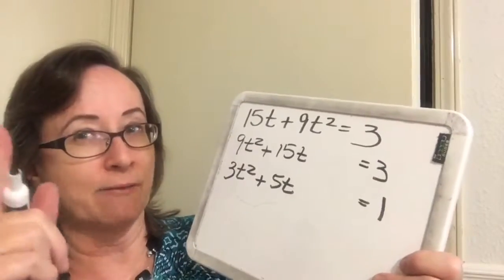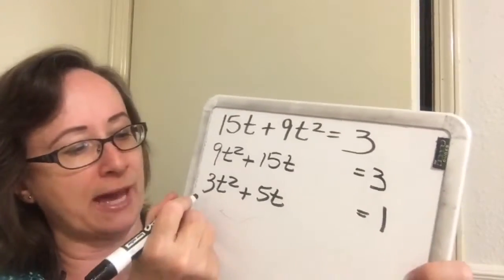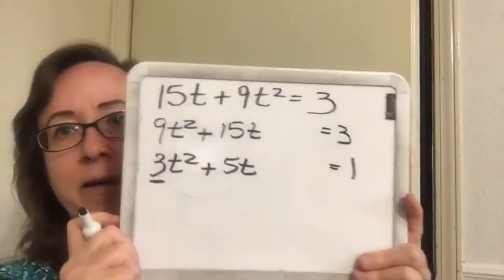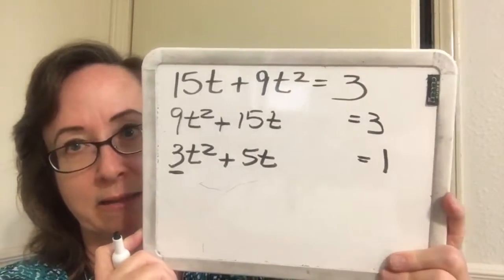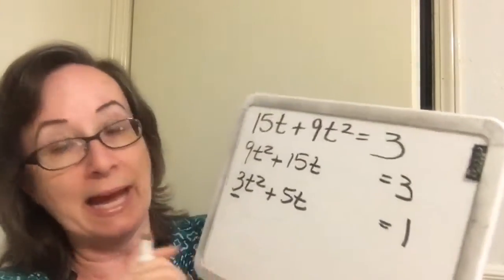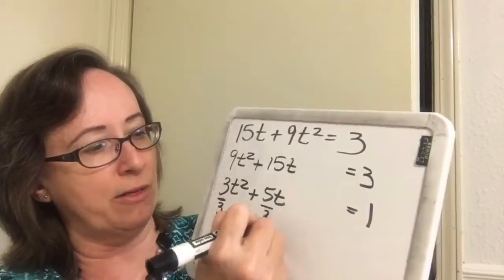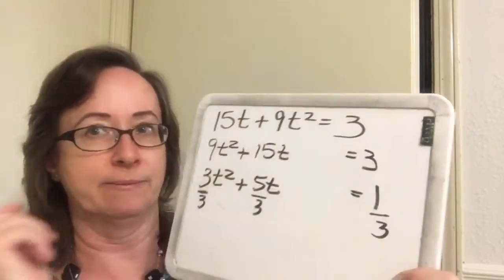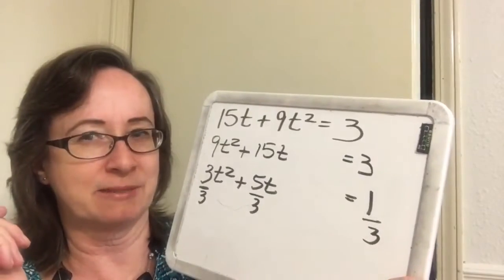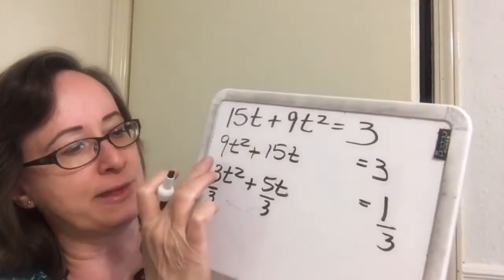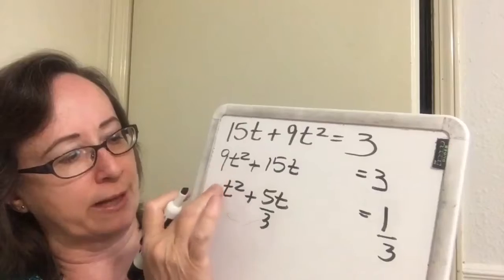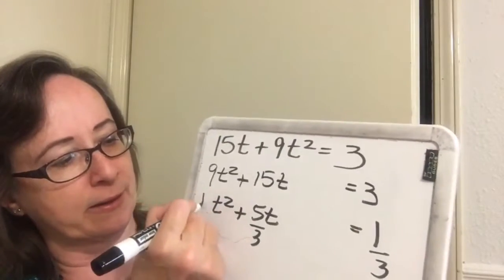So now I have a problem. This is the first problem I've had that had a number that was not a 1 there on the front. But I need a 1. So I'm going to divide everything all the way across by 3. Fractions. Okay. So now this one right here is a 1. So I'm going to write a 1 right there.